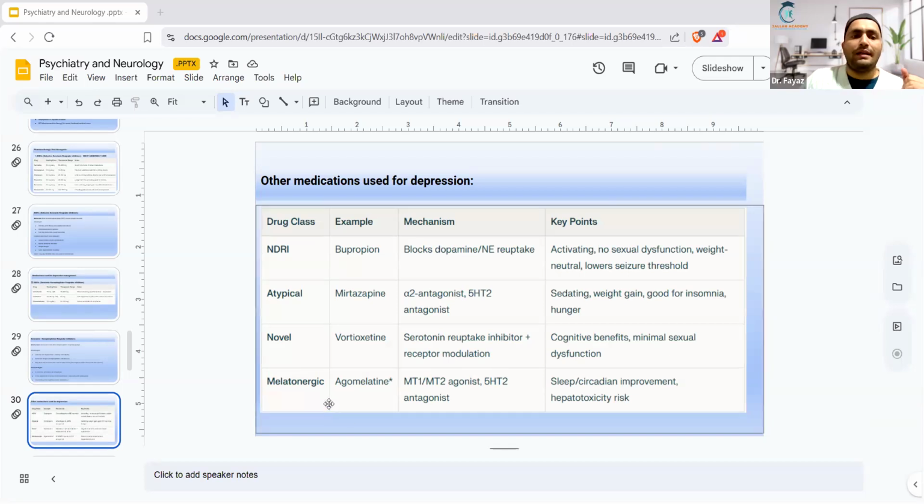There is a medication that's used only in other countries. Canada hasn't approved it yet. It is melatonergics, which work similar to melatonin. It is beneficial for patients who are depressed and have sleep or circadian rhythm issues, but Canada hasn't approved it. So it's here just because I want you to know that it is an option, but it's not going to be tested on exam.